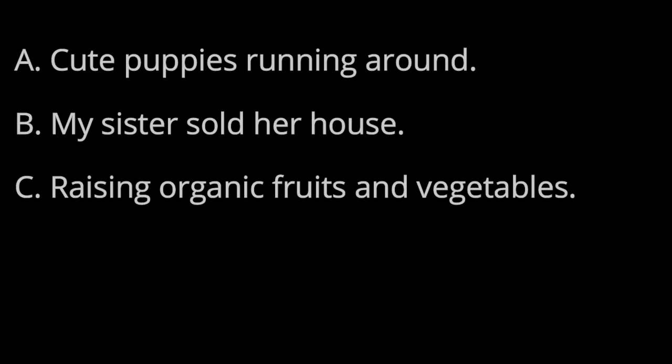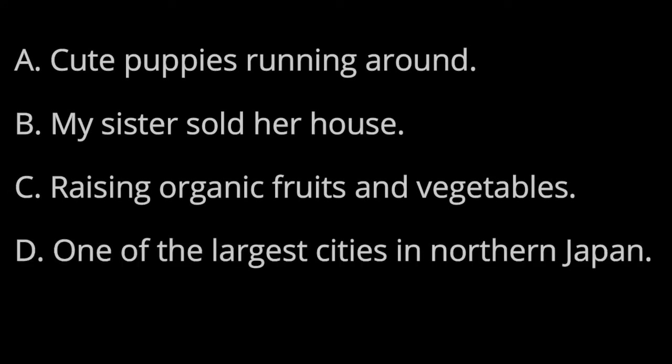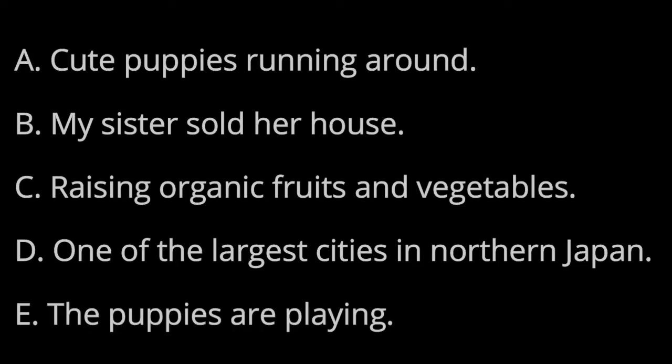Well, let's start by taking a look at some examples. A, cute puppies running around. B, my sister sold her house. C, raising organic fruits and vegetables. D, one of the largest cities in northern Japan. E, the puppies are playing. Now, all of these look like sentences. They start with a capital letter, they end with a period, and there's words in between. But in fact, they're not all sentences.